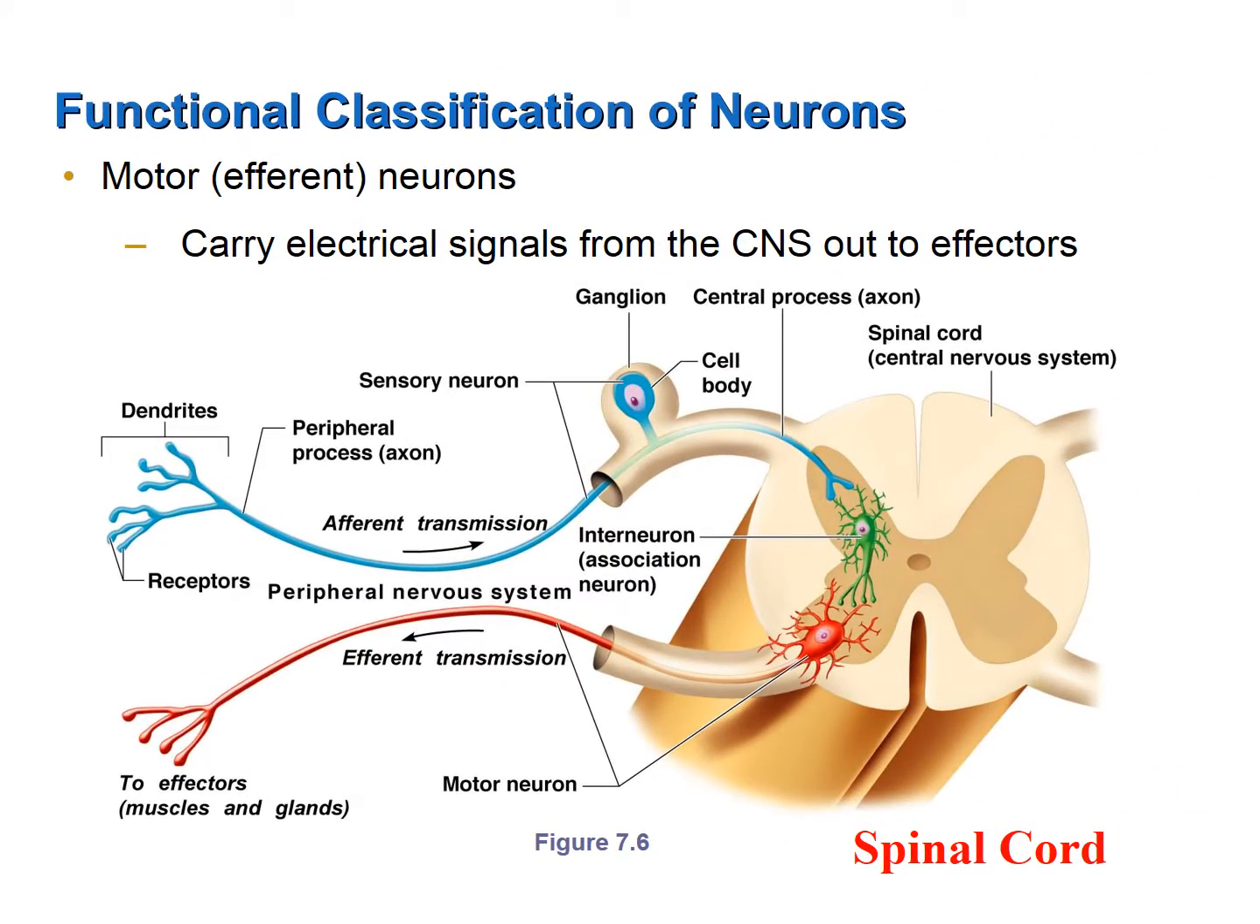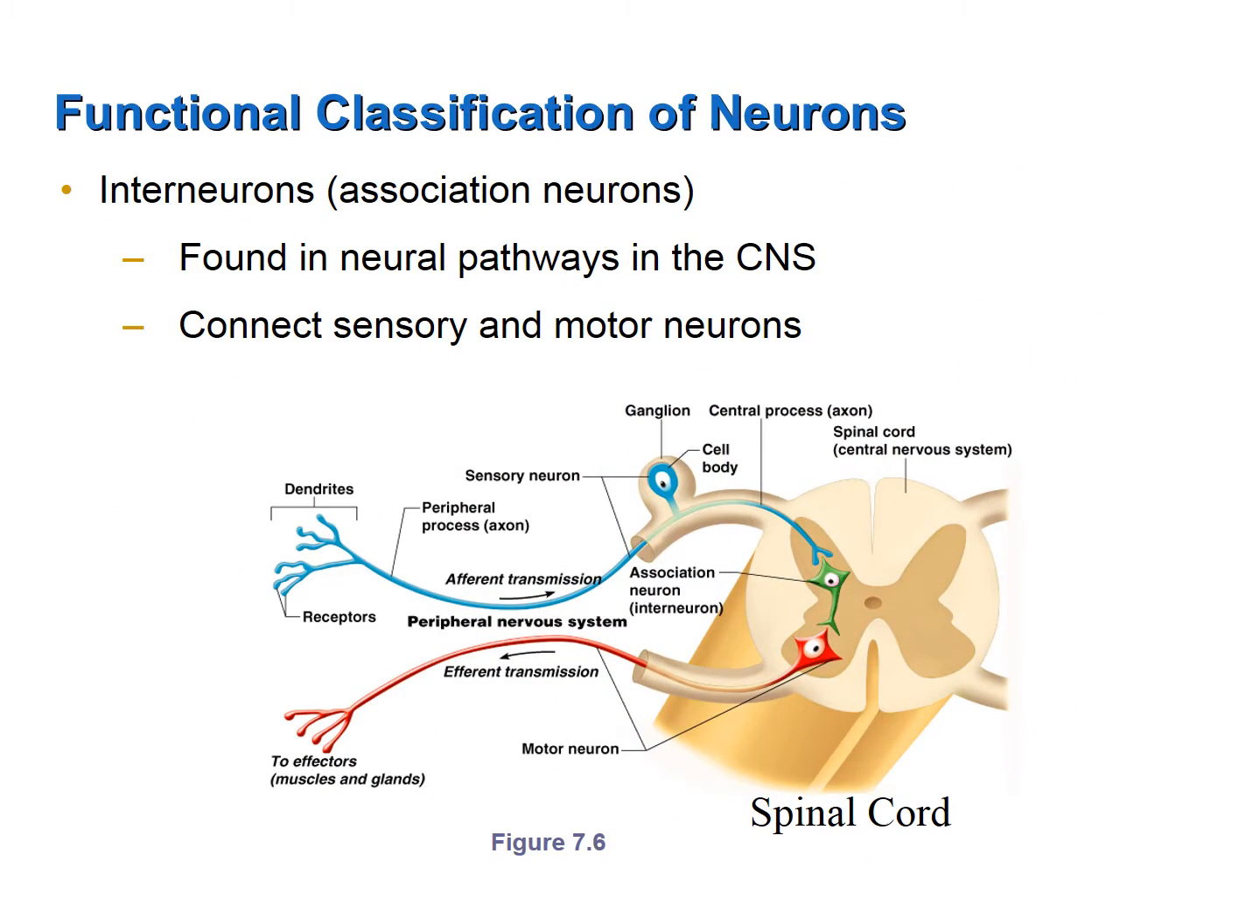Motor or efferent neurons carry electrical signals from the central nervous system out to effectors. In this figure, the cell body of the motor neuron is located in the spinal cord, and it will send electrical signals down its axon out to muscles and glands in different parts of the body. So again, motor or efferent neurons carry electrical signals away from the central nervous system out to effectors.